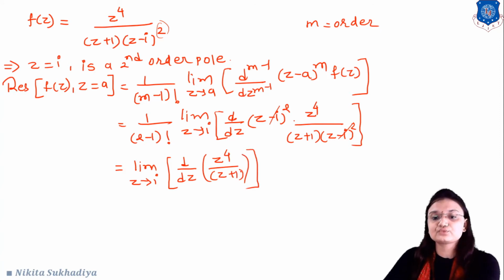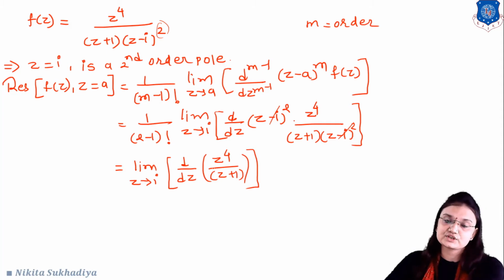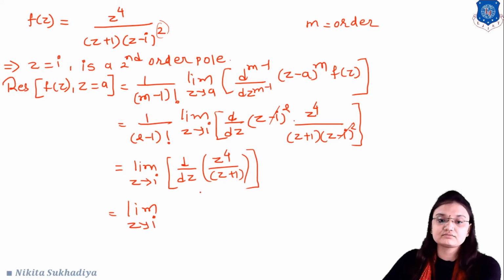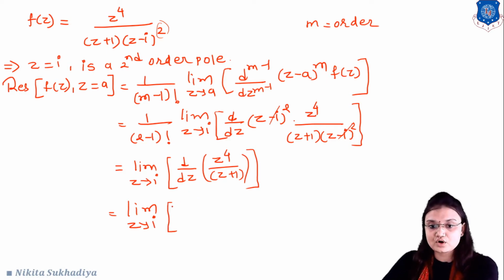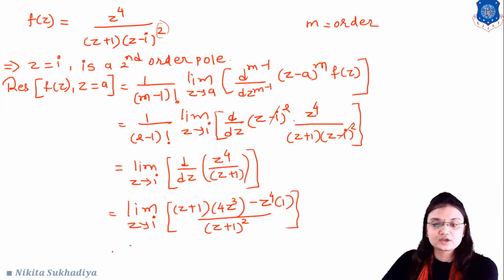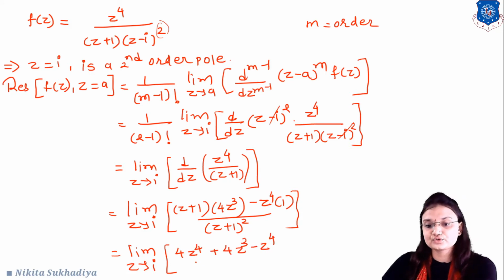Here we have to find the derivative of this function. Using the division rule of derivative, we get the limit as z tends to i of: denominator constant, so z plus 1 times the derivative of the numerator, which is 4z cube, minus the numerator constant times the derivative of the denominator, which is 1, upon (z plus 1) raised to whole square. Now this is the limit as z tends to i of, multiplying 4z cube with z, 4z raised to 4 plus 4z cube minus z raised to 4 upon (z plus 1) raised to whole square.